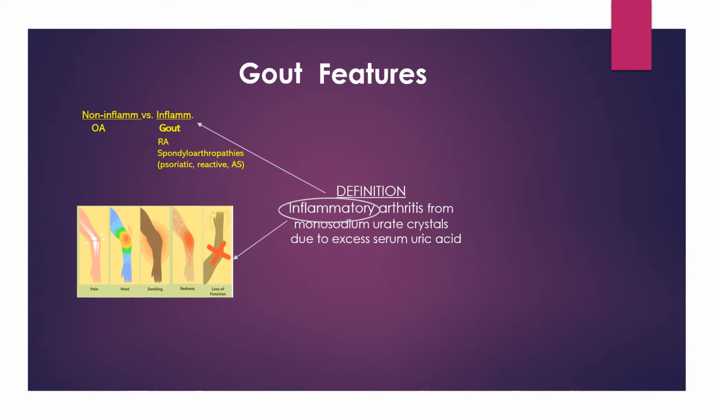Now it has those features of inflammation. So those 5 cardinal ones that we see: the pain, the heat, the swelling, the redness, or loss of function, or if you like the Latin, the dolor, the calor, the tumor, the rubor, and the functio laesa. Okay, it's an arthritis, right?